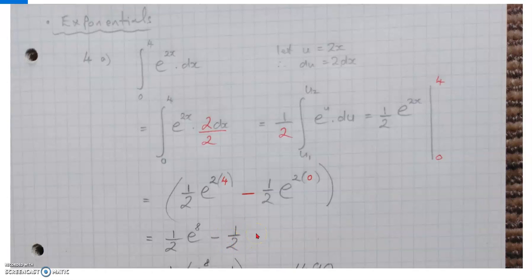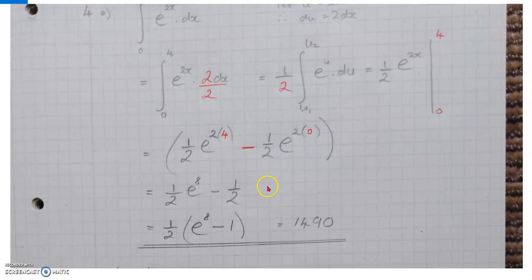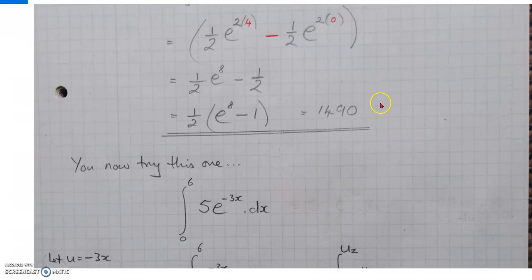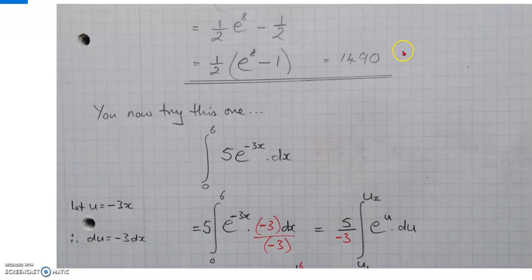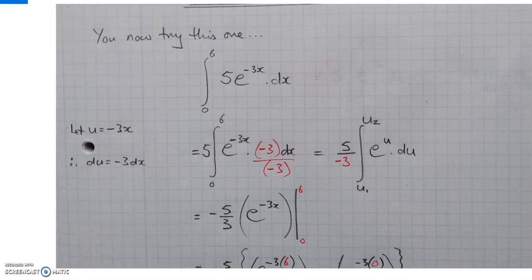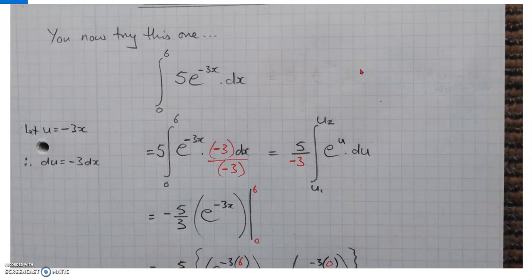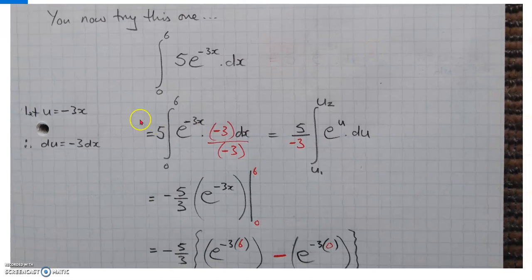So when you work that out on your calculator, you could either leave the answer like that in terms of e, which is the sort of grown-up way of doing it, but sometimes they ask you for a numerical answer, and if you put this all in your calculator, you will get the answer 1490. Okay, now here's one for you to do, or one of the ones I asked you to do. And I'll go through this very quickly because I'm running out of time. And we're going to be integrating between 0 and 6, 5 e to the power of minus 3x.